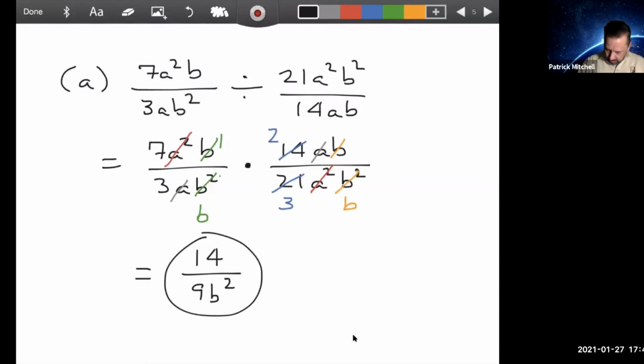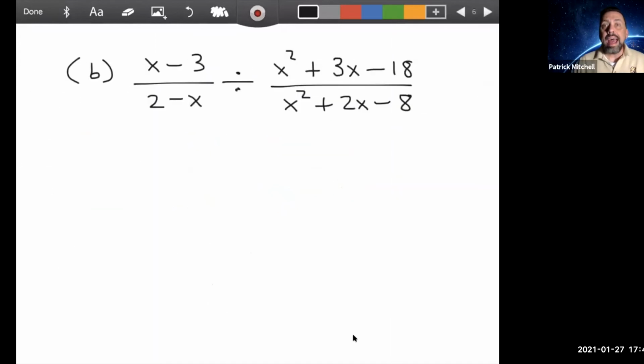All right, on to letter B. As usual, whenever you want to try one of these, I strongly encourage that. Try it, pause the video, try it, and then come back and compare notes. All right, so I'm going to assume that you've tried this.